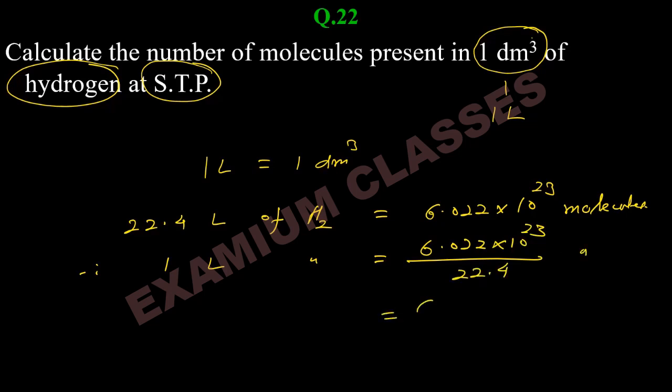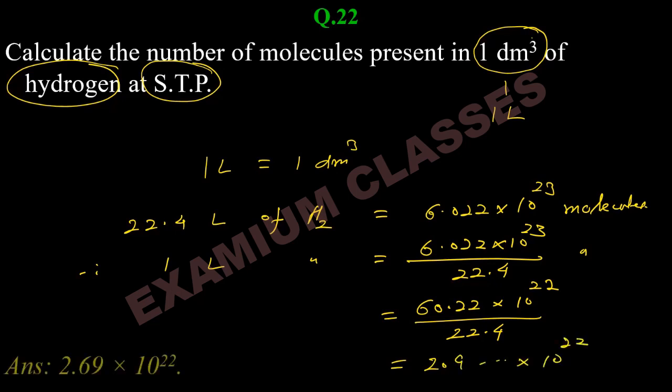So it means it will be around 60.22 into 10 to the power 22, divided by 22.4. Now 22 threes will be 66, so obviously the answer will be 2.8 something or 2.9 something into 10 power 22. Let's see the answer. 2.69. So when you solve it, you will get this answer. Is there any confusion now? No, sir.